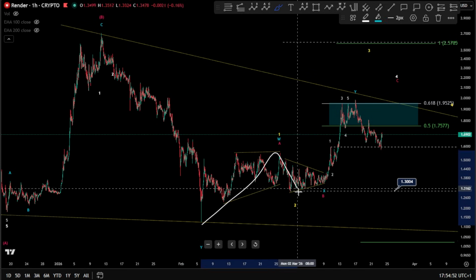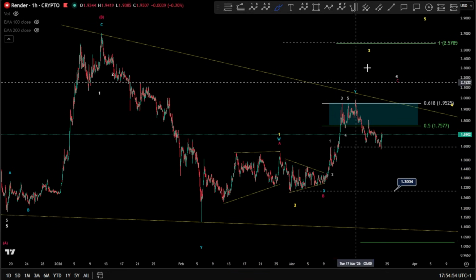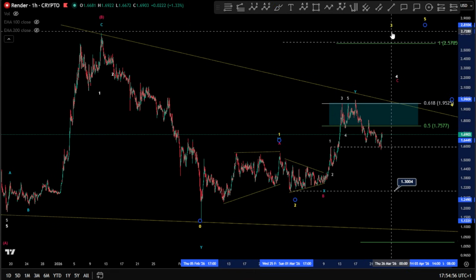So we have a 1, 2 here, and a potential wave 3 can be finished. No, I doubt it.